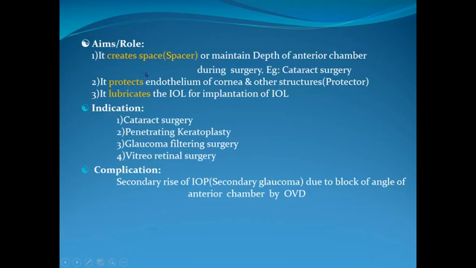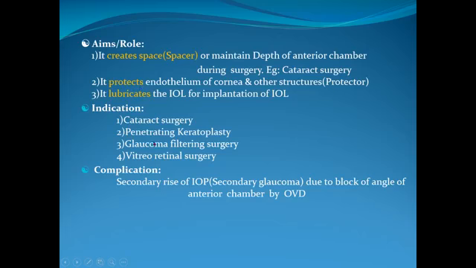And what are the aims or role of this? First, it creates space, usually in the anterior chamber. It makes a space in the anterior chamber and protects the endothelium during surgery. Endothelium of which structure? Cornea. And it lubricates the IOL during implantation of IOL in cataract surgery. So the aims, or use or role, whatever you say: creates space, protects, and lubricates.